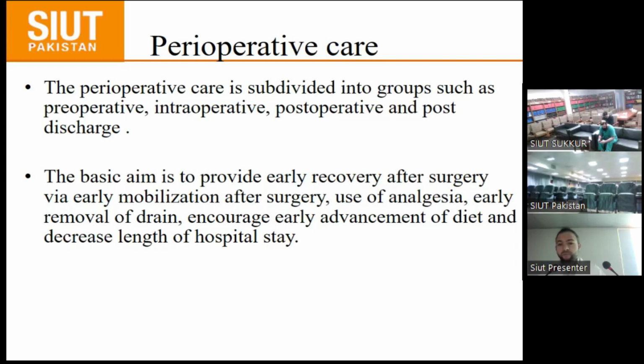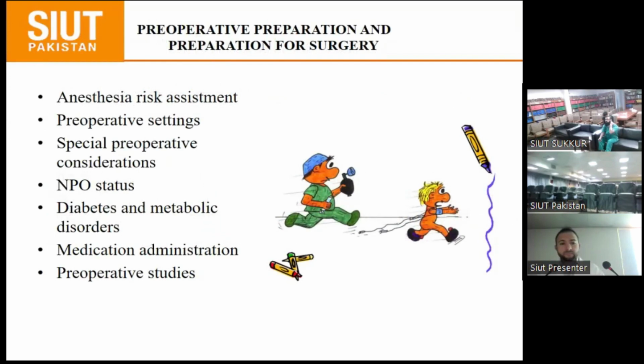The basic aim is to provide early recovery after surgery via early mobilization after surgery, use of analgesia, early removal of drain, encouraging oral intake, advancement of diet, and decreasing length of hospital stay. So, preoperative preparation includes anesthesia risk assessment, preoperative setting, special consideration, NPO status, diabetes and metabolic disorder, medication administration, and preoperative studies.